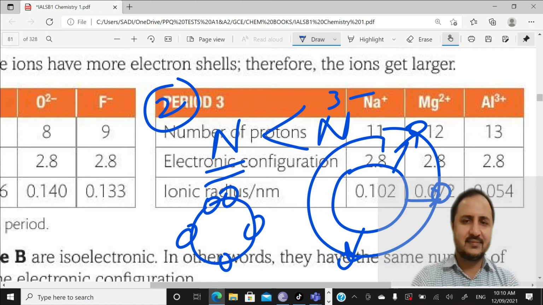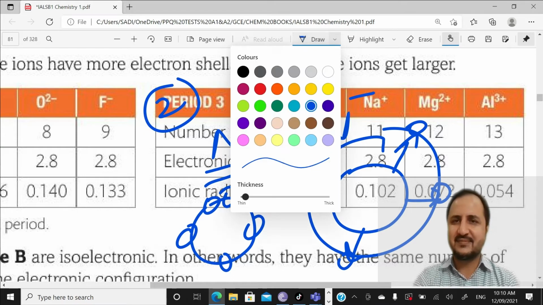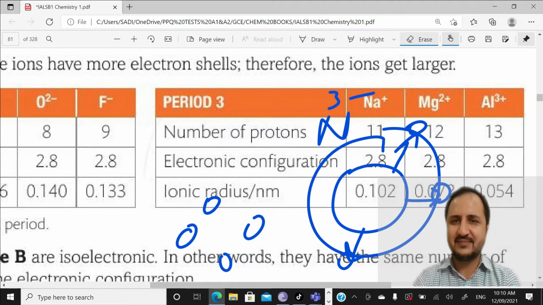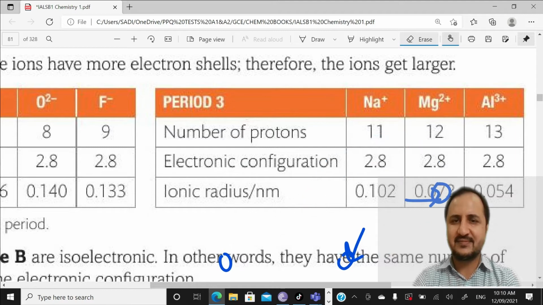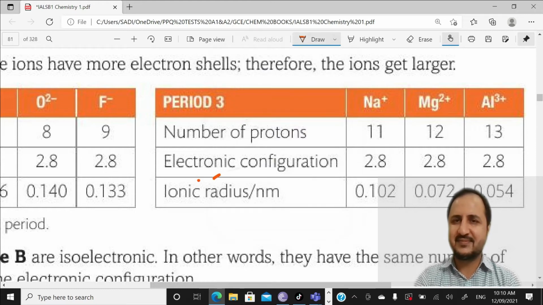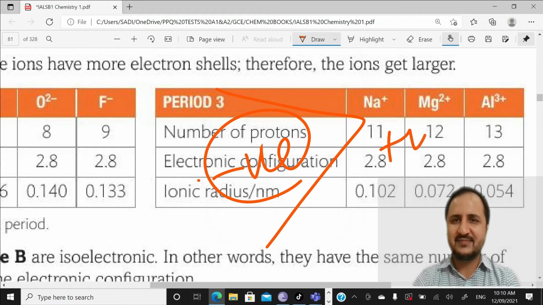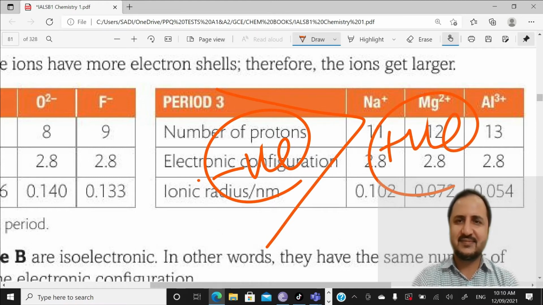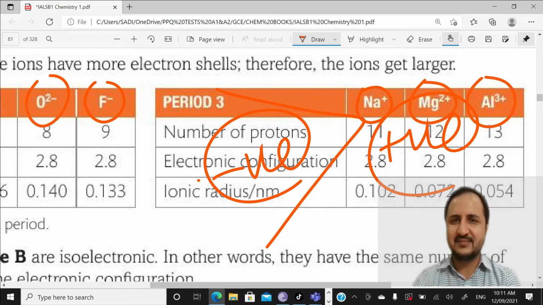Now the third point, keep always in your mind: when we talk about the negative ions and the positive ion comparison, the negative ions are always larger. Let me repeat, negative ions are always larger in size as compared to the positive ions. Are you getting my point? But how do you compare it? The comparison should be between plus 1 and minus 1, between plus 2 and minus 2, between plus 3 and minus 3. This should be the comparison.